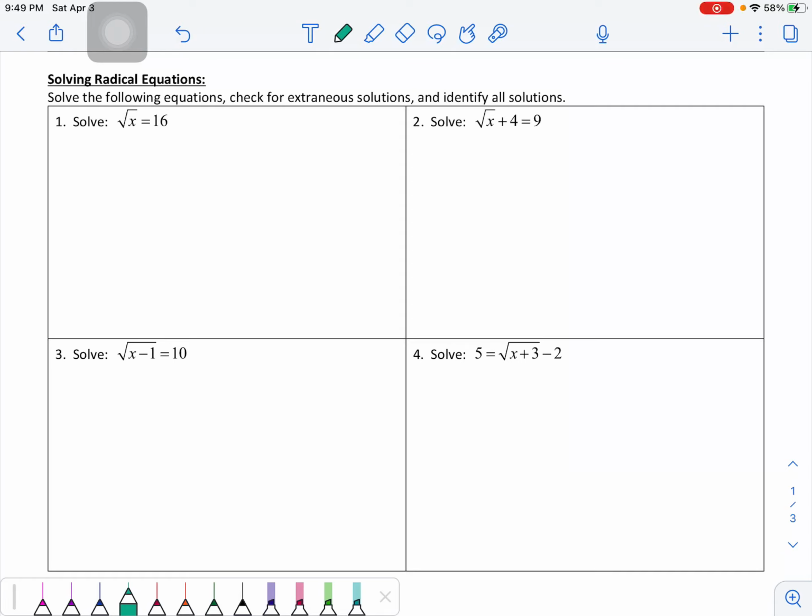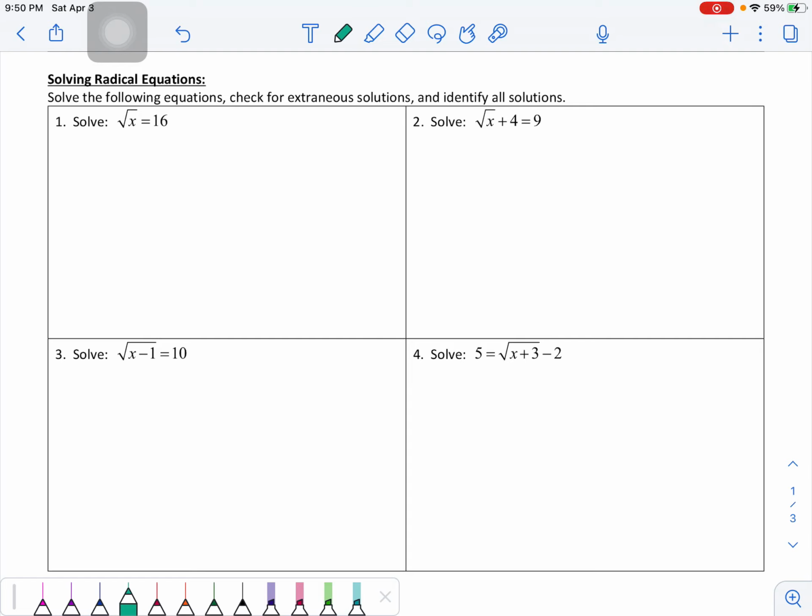In this video, we are going to solve some radical equations. The video is going to do just these first four problems. The directions are: solve the following equations, check for extraneous solutions, and identify all solutions.